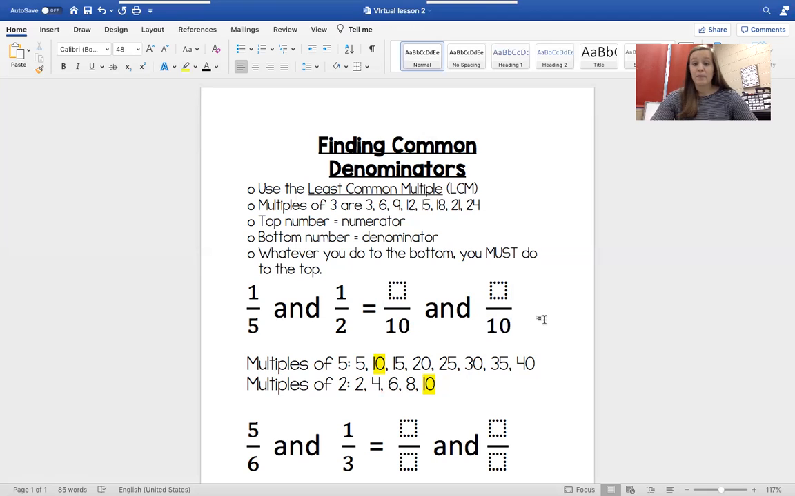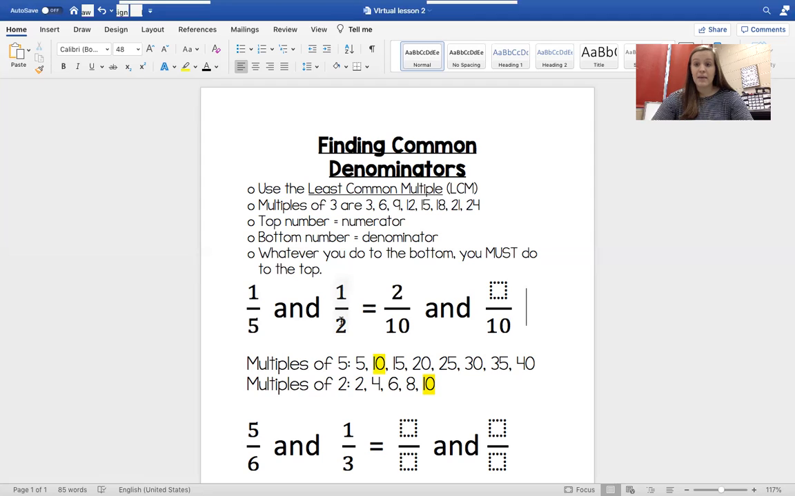But if you remember, whatever you do to the bottom, you have to do to the top. So 5 times what got us to 10? 5 times 2 equals 10. So if we multiplied 5 by 2, what do we have to multiply 1 by? Also 2. And what is 1 times 2? 2. So we moved 1/5 to 2/10. Now we need to look at that 1/2. The common denominator was 10. So 2 times what equals 10? 5. Whatever you do to the bottom, you've got to do to the top.